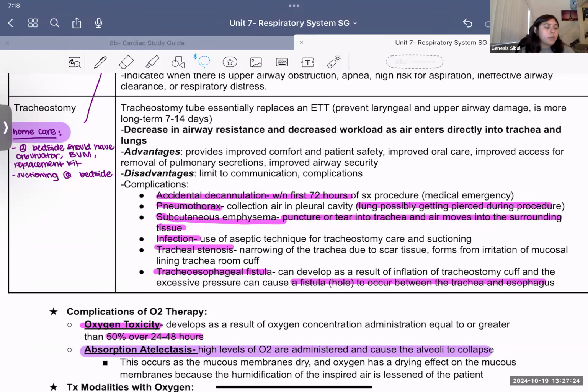And then you're having a subcutaneous emphysema, which is a puncture or tear into the trachea, and air moves into the surrounding tissues. You could have infection because obviously if you're cleaning it, if you're suctioning, you're not using aseptic technique, anything like that. You can have tracheal stenosis, so narrowing of the actual trachea because of the inflammation and irritation that's going on. And then a tracheoesophageal fistula, and that can develop basically as a result of inflation of a tracheostomy cuff, and the excessive pressure can cause a fistula, which is a hole, to occur between the trachea and the esophagus as well.